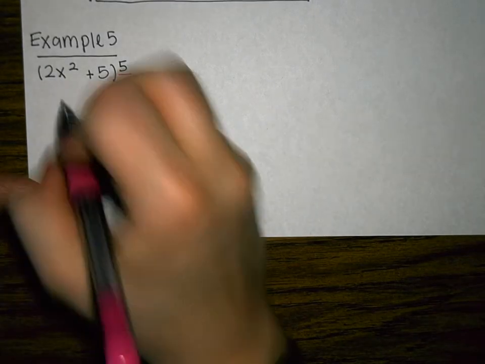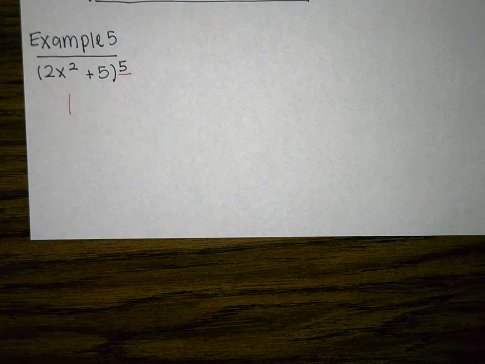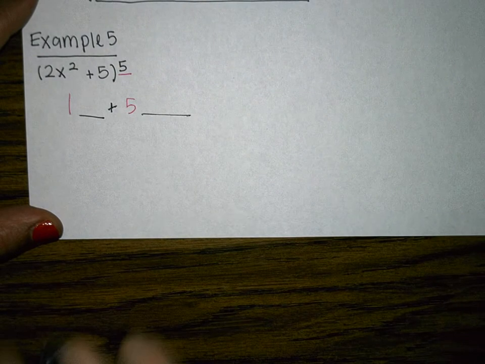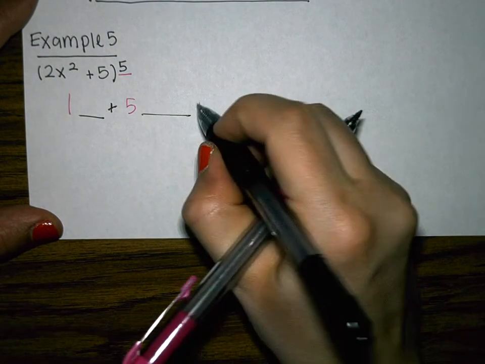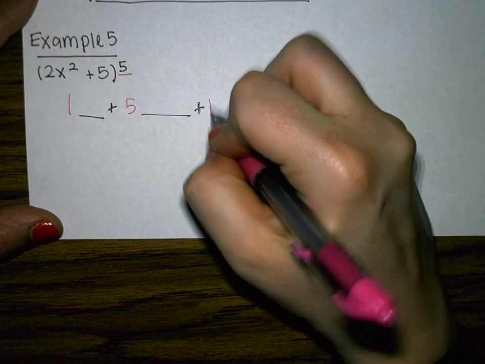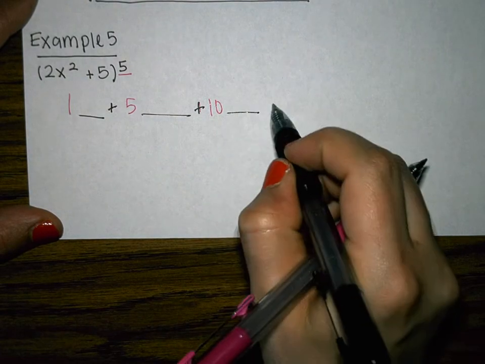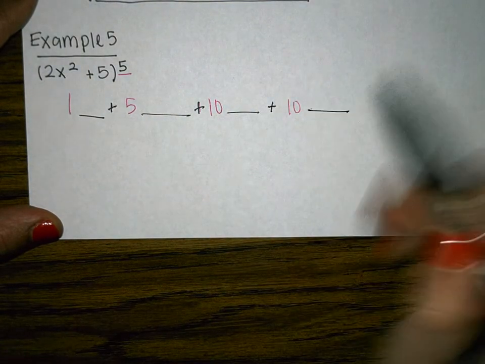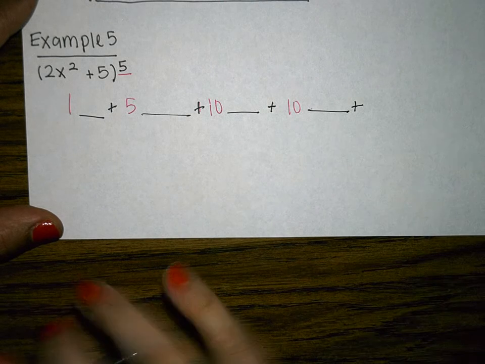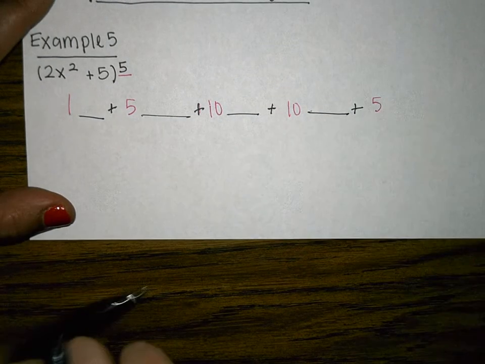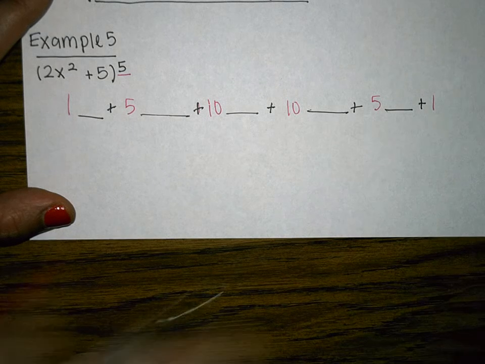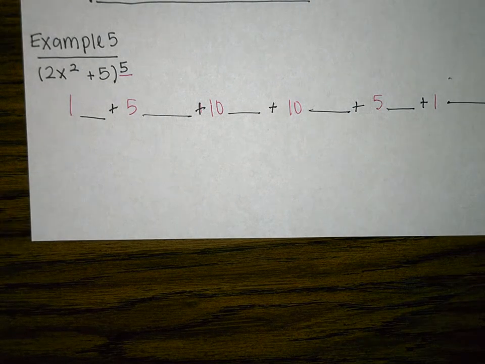So my first coefficient is 1, blank plus 5 blank plus 10 blank plus 10 blank plus 5 blank plus 1 blank. So we have our coefficients first.